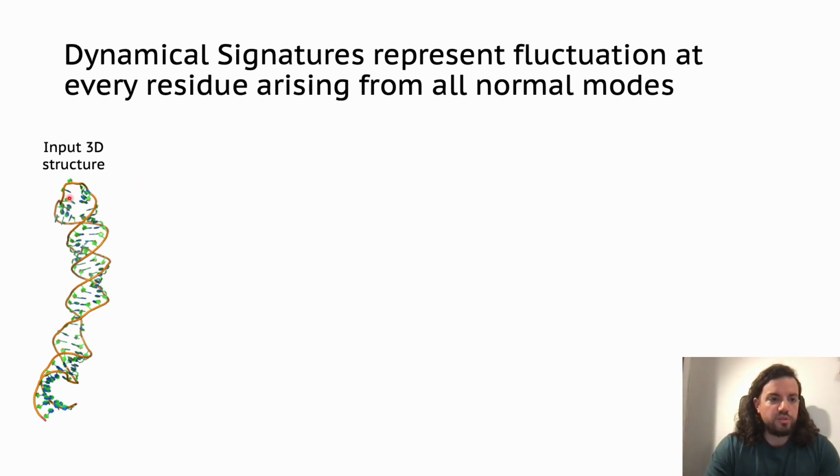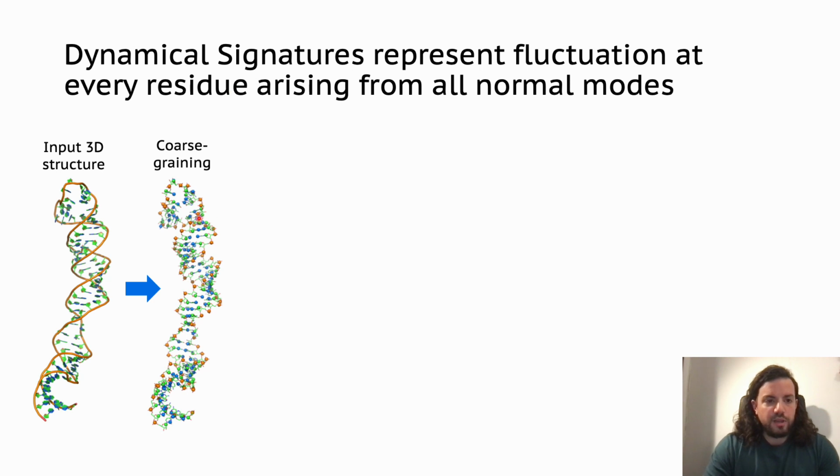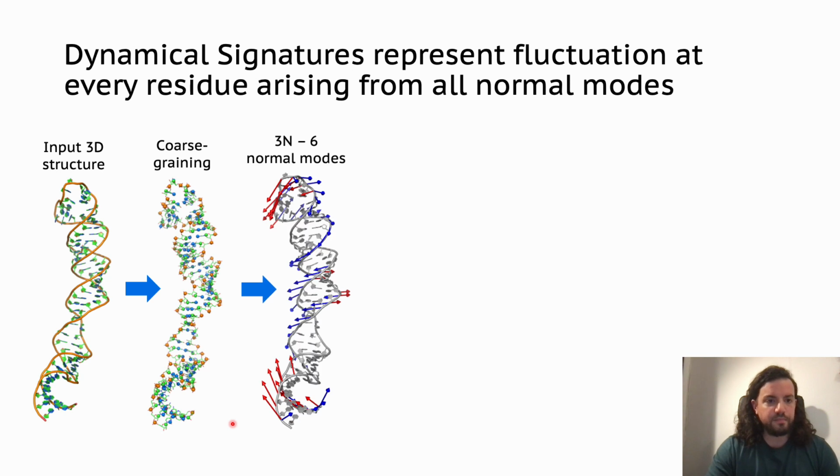So what we do is we start with an input 3D structure. Here you see a 3D prediction for miR-125A. And then we apply coarse graining. So for RNA in ENCOM, we have 3 masses per nucleotide. And in general, for proteins, there is 1 mass per alpha carbon.